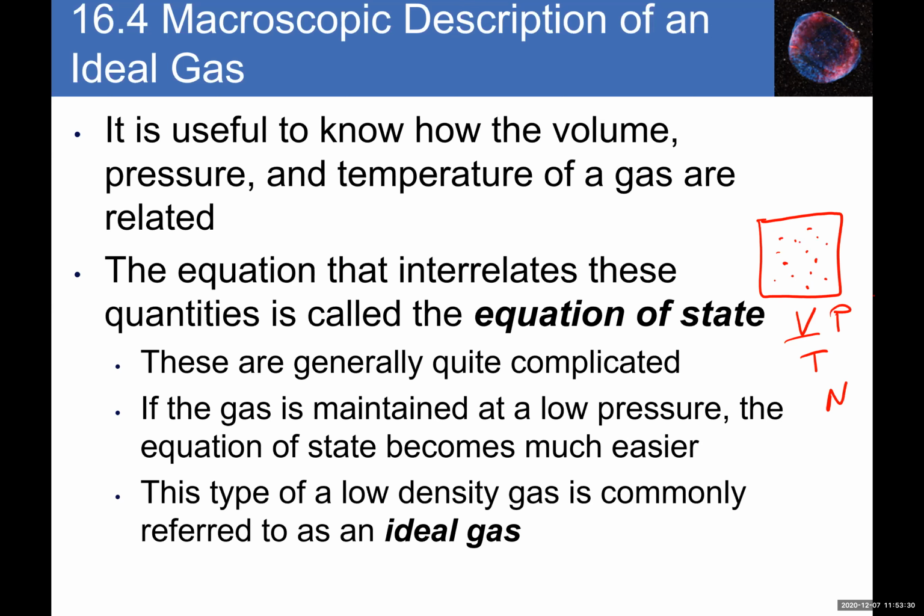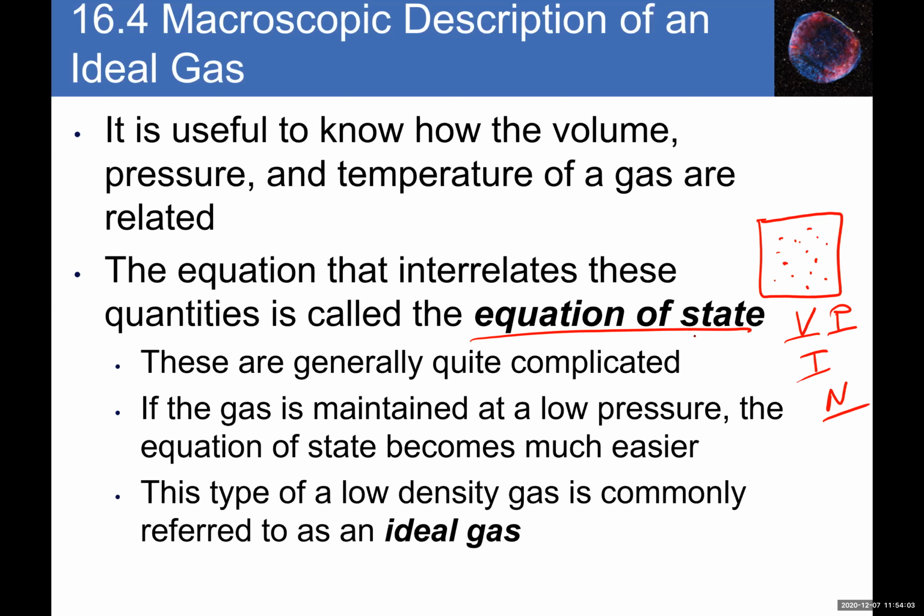Then we're going to try to set up an equation that relates all of those, so how the pressure and temperature are related, how the pressure and number of molecules are related, and things like that. We're going to relate those and set up an equation which we call the equation of state. And you can see these are generally quite complicated because there are a lot of factors. These are some of the main factors, but there are a lot of factors going into play.